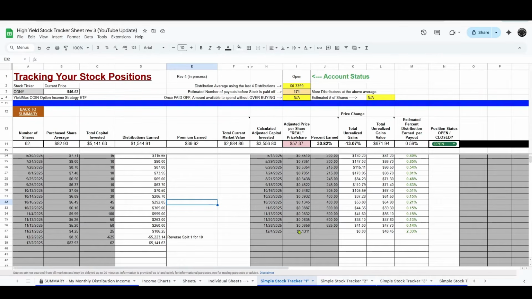So as you can see, I've already entered in what that distribution was for this week. And if you check that out, look at this, $1.13. That is awesome. I know the first thing you're going to say is, well, you just did a reverse split, so of course it's going to be more. But I don't think you fully understand that with a reverse split 1 for 10, I'm looking for about 10 times what that distribution was before. So that's kind of the ballpark that I was looking for.